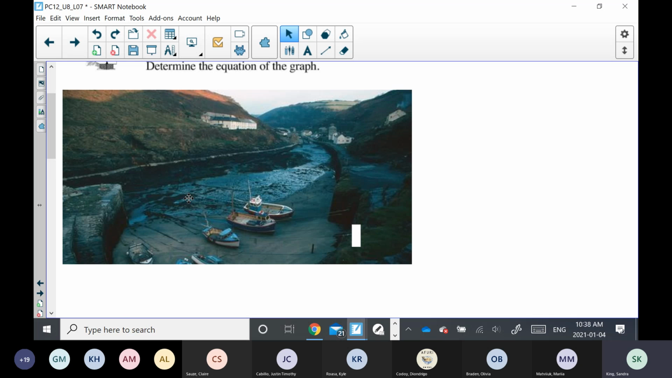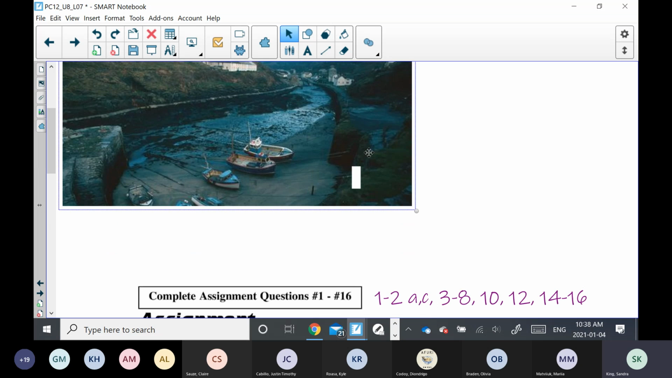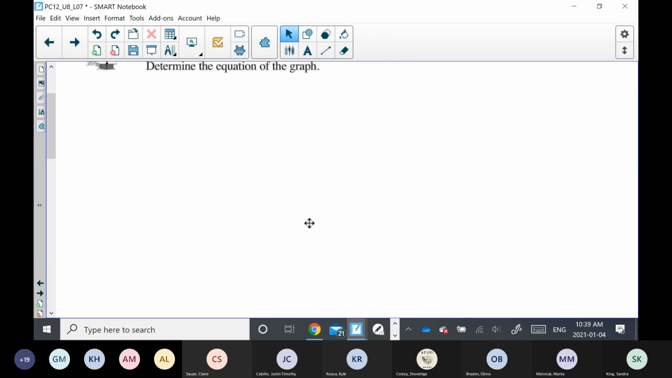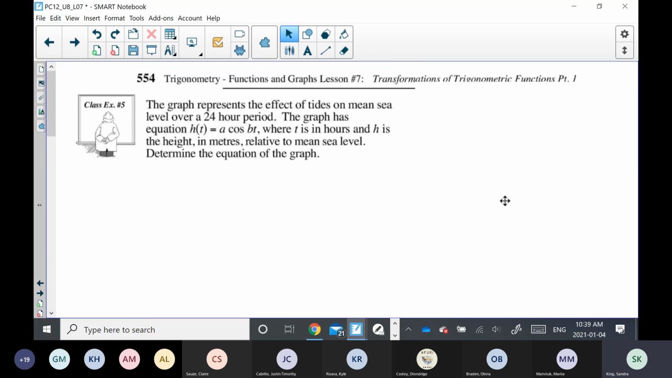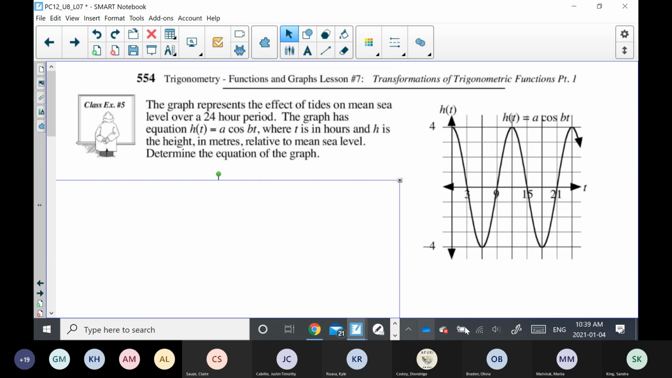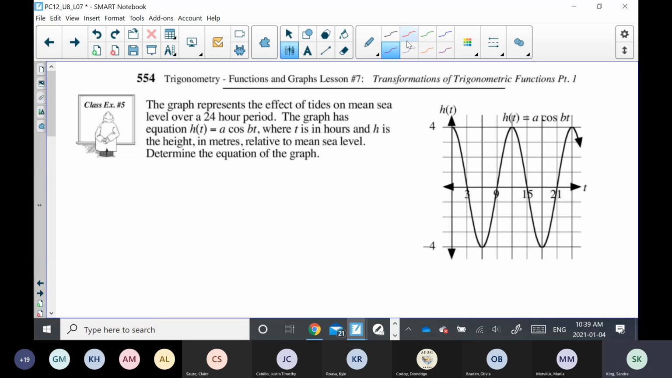When's the tide the highest? And when the tide is the highest, all the boats come in. People on cruises get off the boats. And then when they're going to leave is when the tide is going to go back out to sea. Okay, so that's how this tide works. Okay, so let's look at this graph and see if we can figure out the equation from it. So we know it's a cosine graph, they just told us.